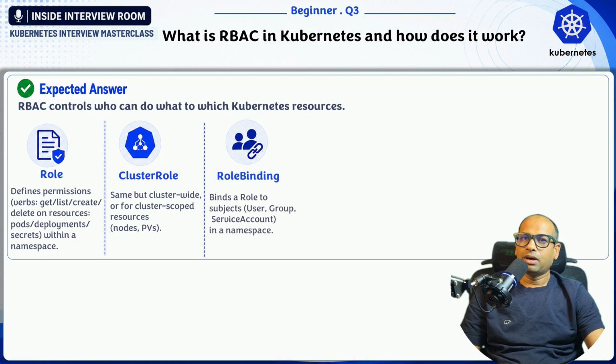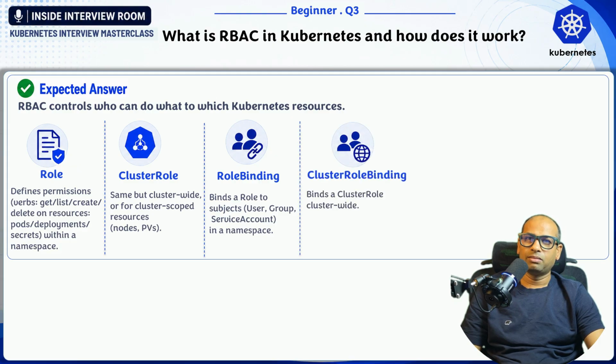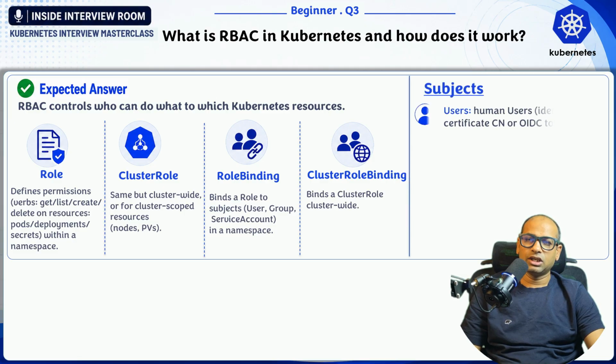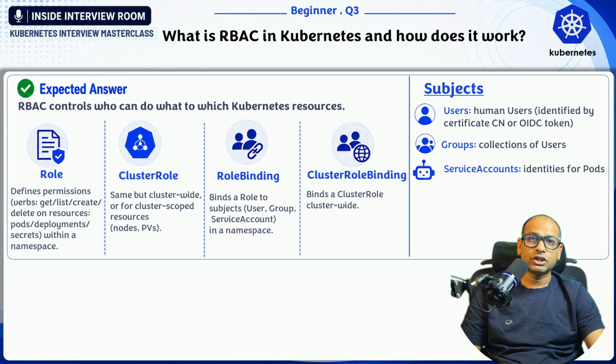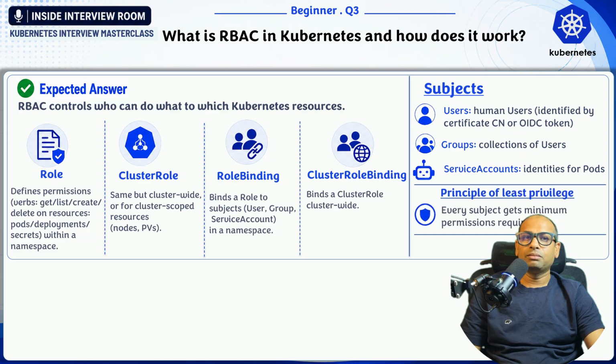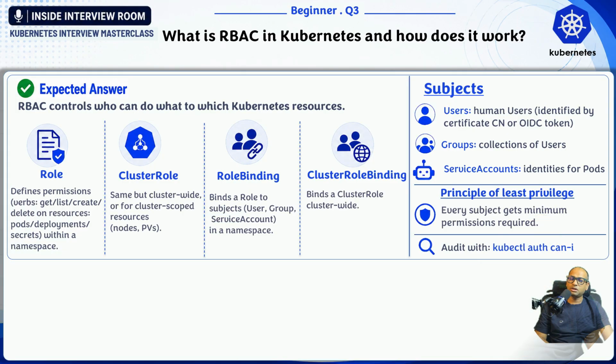RoleBinding binds a Role to a subject, user, group, service account, in a namespace. If you want to bind a role at the cluster level, then you can use the ClusterRoleBinding. It binds a ClusterRole cluster-wide. What are the subjects? Users, human users identified by certificate CNs or OIDC token. A group, a collection of users. Service accounts, identities for pods. And the principle of least privilege: every subject gets the minimum permission required. Audit with kubectl auth can-i.